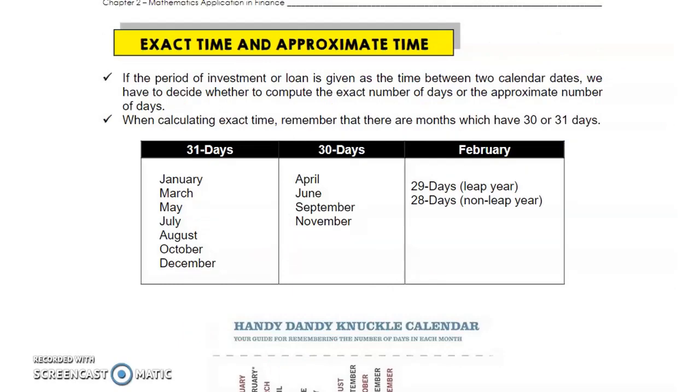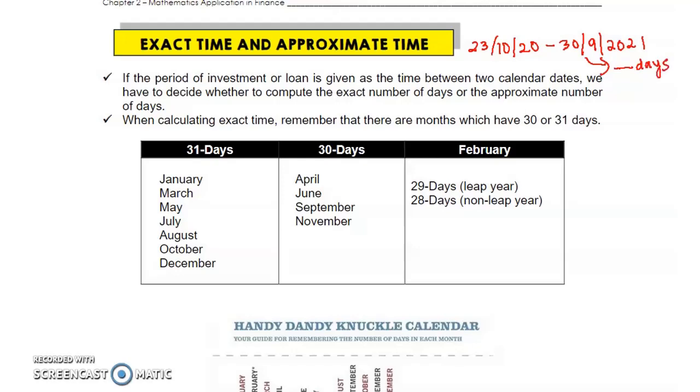Okay, now let's look at the concept of exact time and approximate time. If the period of investment or loan is given as the time between two calendar dates, here it means that let's say you make a loan from 23rd October 2020 until, for example, 30th September 2021. So this is between two calendar dates. So this is equivalent to how many days?